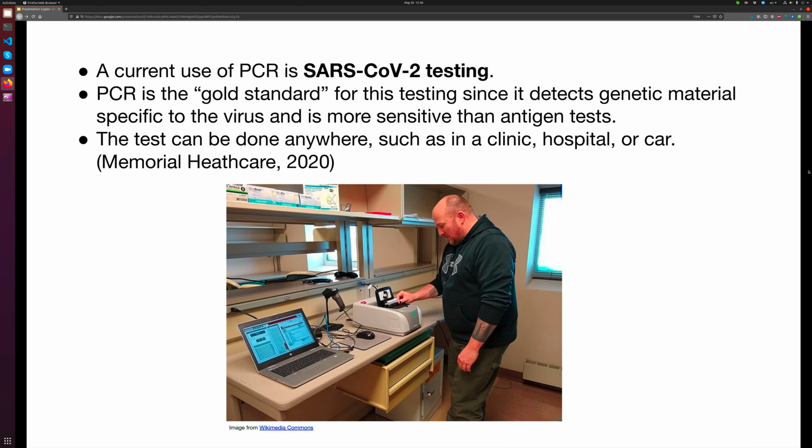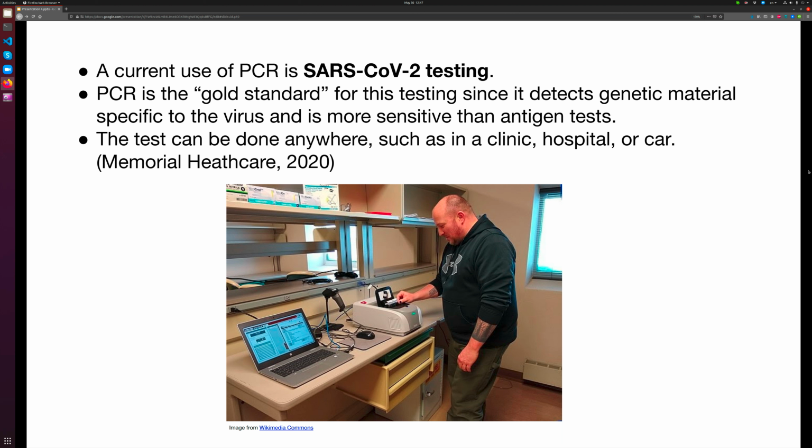A very current use of PCR is SARS-CoV-2 testing. PCR is the gold standard for this testing since it detects genetic material specific to the virus and is more sensitive than antigen tests. And the test can be done anywhere, such as in a clinic, hospital, or car. So you can see this person conducting a PCR test for the virus there.